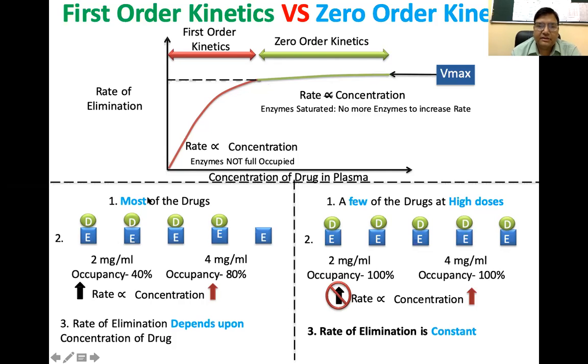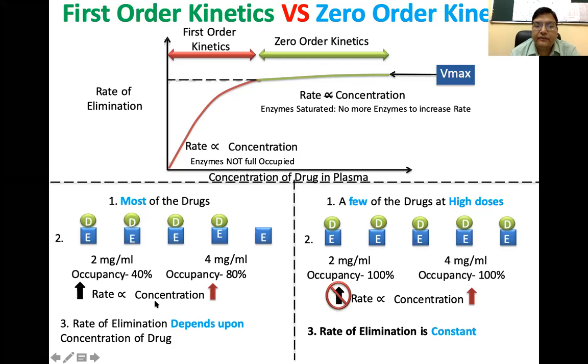So what is the difference? From this we can derive that most of the drugs follow first order kinetics, while a few drugs follow zero order kinetics, and that too at very high doses. That means the plasma concentration is very high.